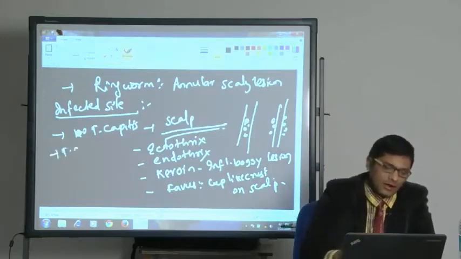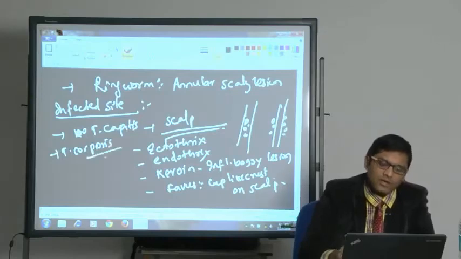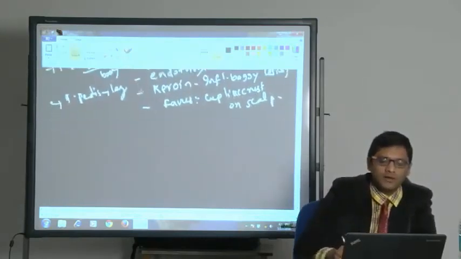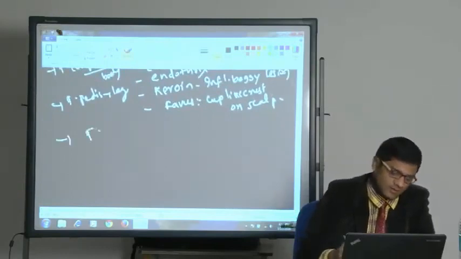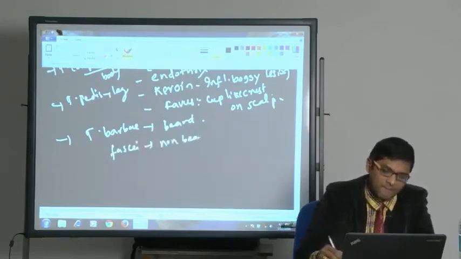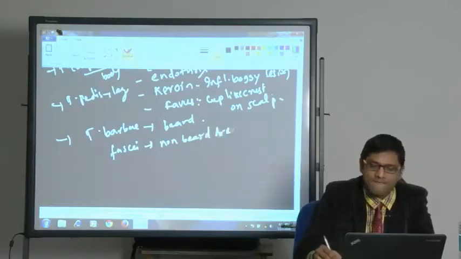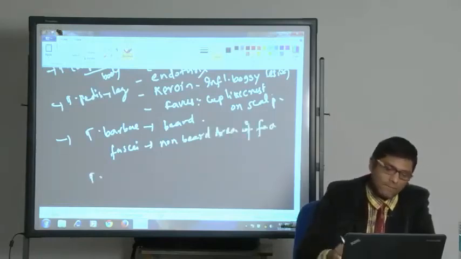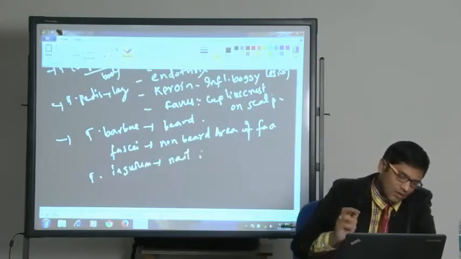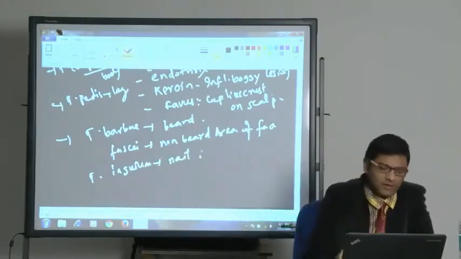Then Tinea corporis, involvement of the body; Tinea pedis, the foot. So depending upon the part of the body involved, various names are given. Tinea barbae, involvement of the beard area. Tinea faciei, involvement of the non-beard area of the face. Tinea unguium, the nail. Okay, so like that various names are given.